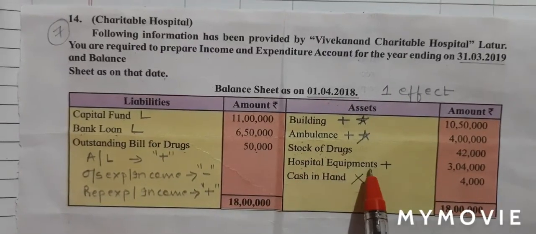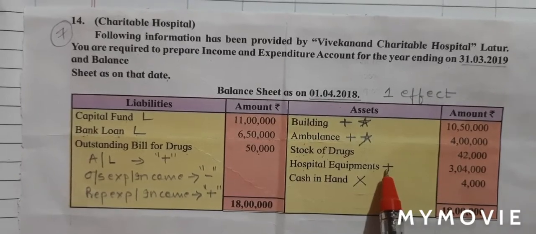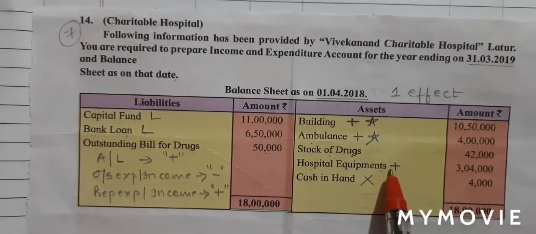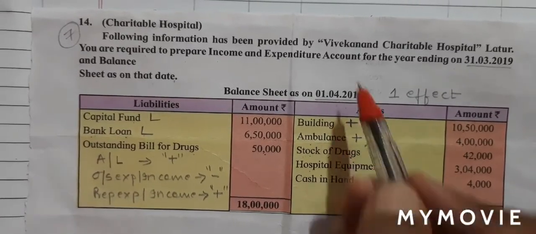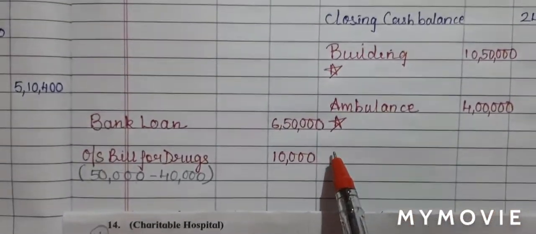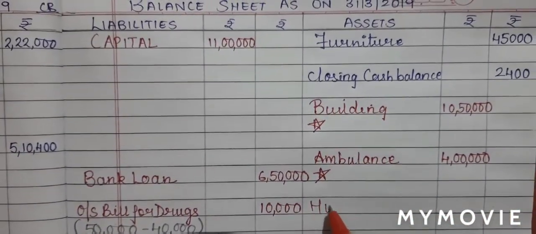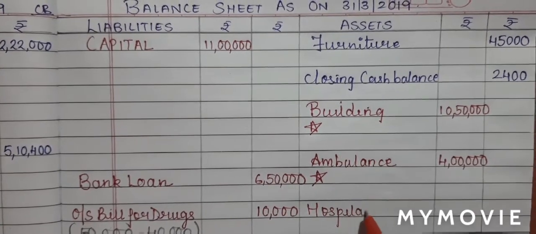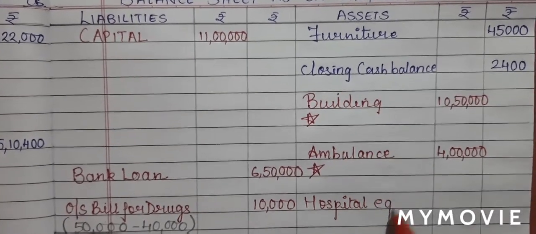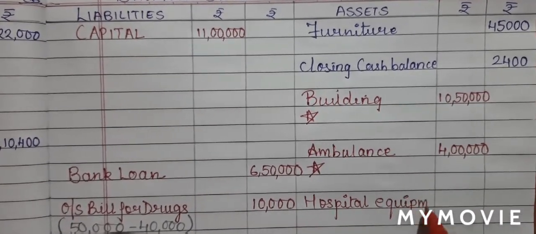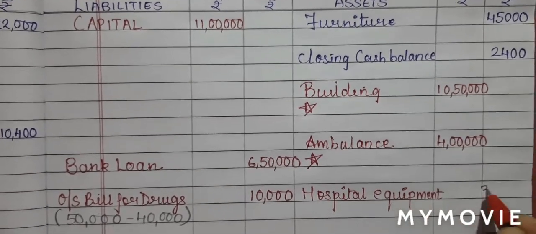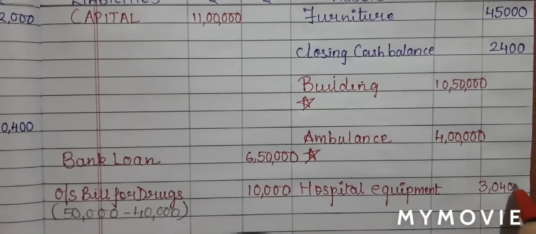Next is hospital equipment. Again, I will add it on the asset side and there is no star. So I'll write it in the outer column. So on the asset side, I will write hospital equipment. In the outer column, 3,04,000.